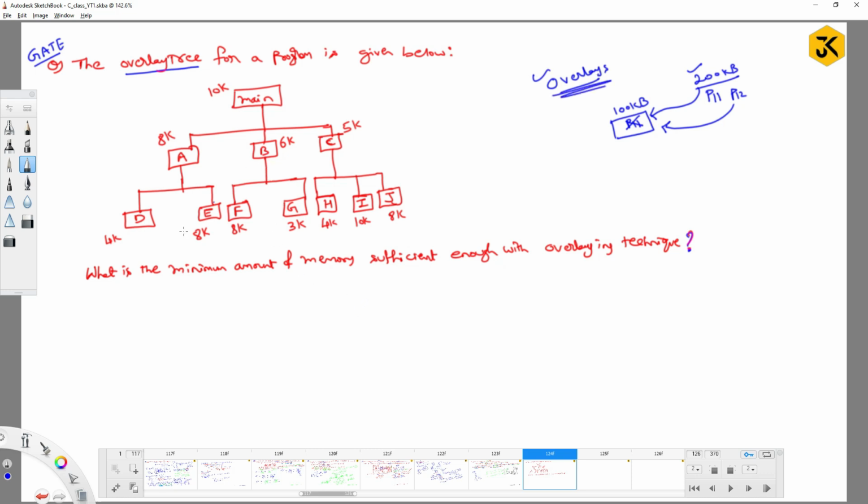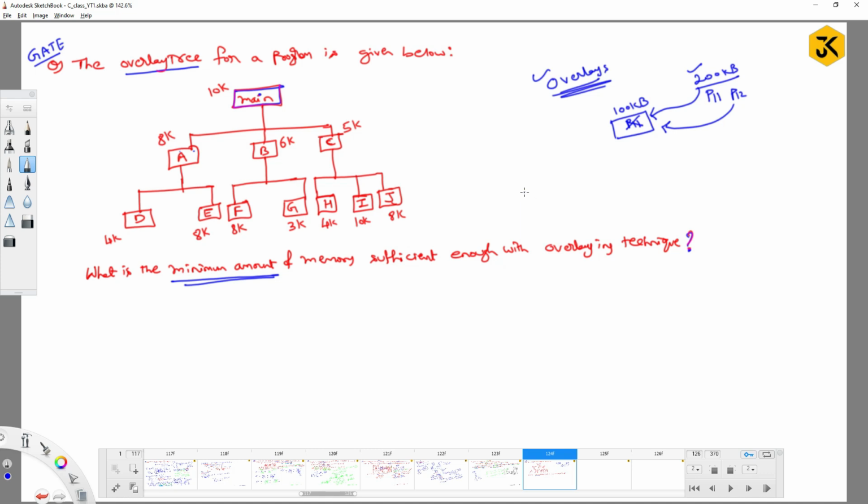So for the given question, they made the same thing. In order to work with the main function or main routine, which requires 10 KB of memory, ABC requires 8 and 6, and the part of A, D, E requires 4 and so on, like they mentioned, right? So what is the minimum amount of memory that is sufficient with the overlaying technique, they are asking, right?